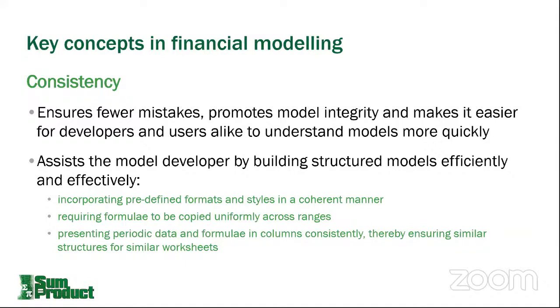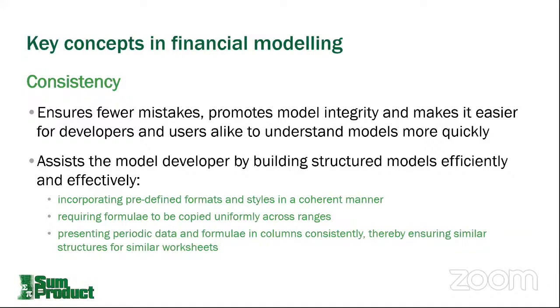So let's take a look at some examples of how this might work using predefined formats and styles. So you've got consistency, not just of formulae, but of formatting as well. I mentioned having formulae copied uniformly across ranges, and presenting data and formulae in columns consistently. By this, I mean, if you've got several different sheets that have a time series, maybe they should all start in the same column. So it's a bit weird when January is column N in this sheet, and it's column J in another sheet, and column F in a different sheet.